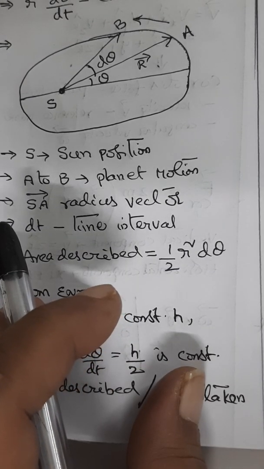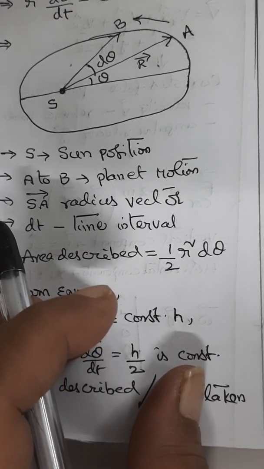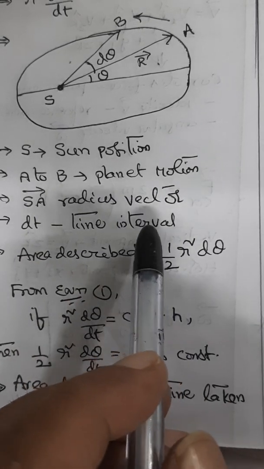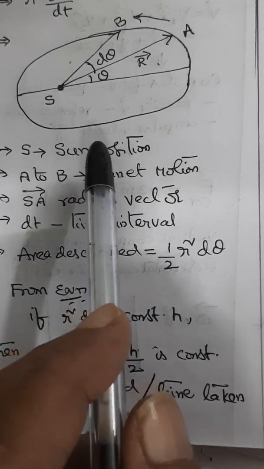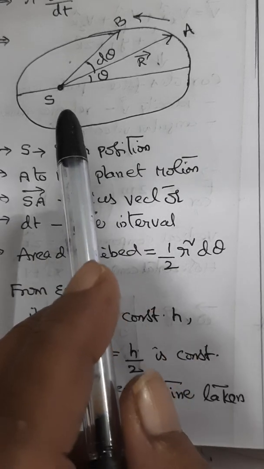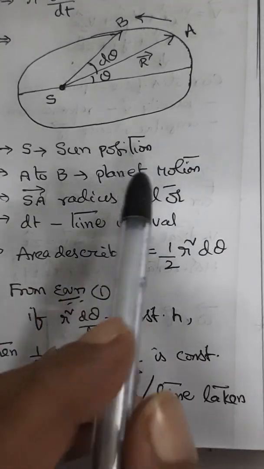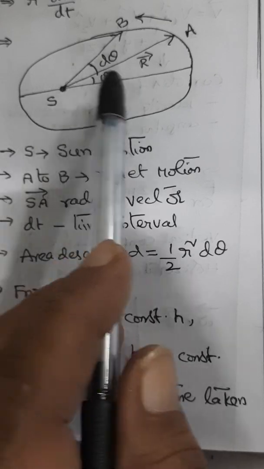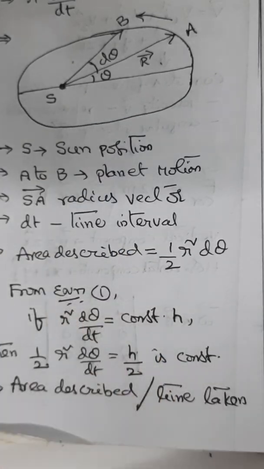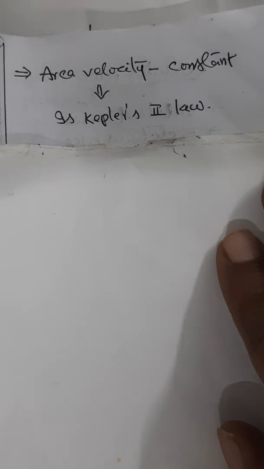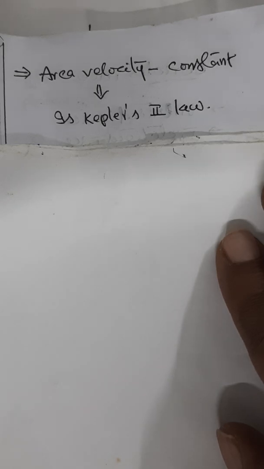So what is Kepler's second law? Kepler's second law is the law of constant areal velocity. That is, the radius vector from the sun to a planet sweeps out equal areas in equal intervals of time. Since the areal velocity is found to be constant, it sweeps out equal areas in equal intervals of time. That is nothing but Kepler's second law, the law of areas. Understood? Now let us see how we can deduce the third law of Kepler.